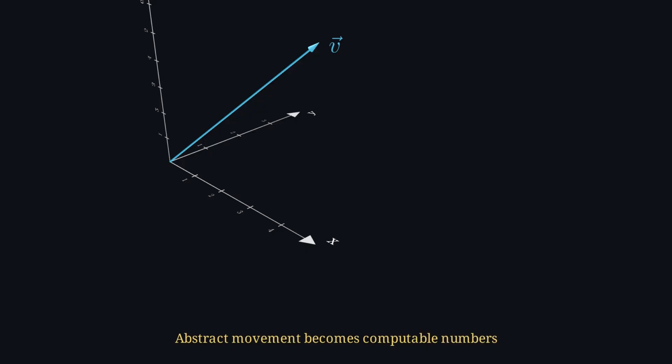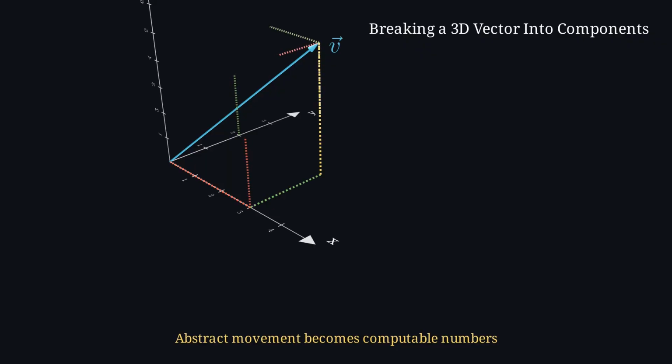How do we write this spatial movement down? How do we convert an abstract arrow floating in 3-dimensional space into pure calculable numbers that a computer can compute? We do it by breaking the single diagonal move down into 3 independent perpendicular steps, one along each primary axis of our space. Instead of trying to track a complex angled path in a single chunk, we quantify it step by step.